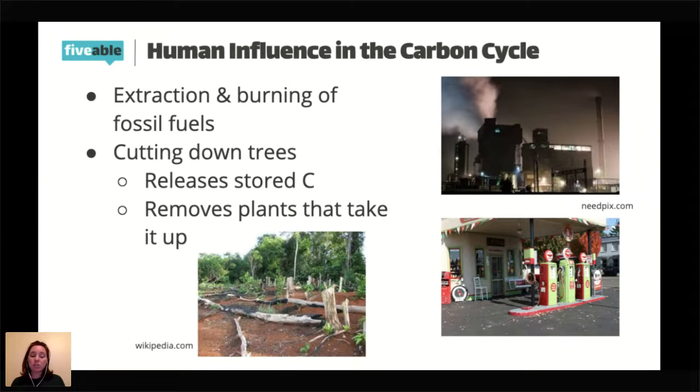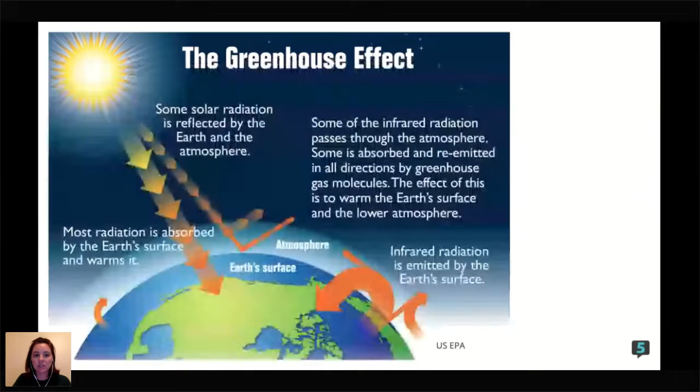So in addition to releasing that carbon that was stored in those trees, just by cutting down trees or burning trees, we're also removing plants that were taking the carbon dioxide from the atmosphere in during photosynthesis. So we don't have that sink anymore. All right, so we mentioned the greenhouse effect, and so I just want to go over that to make sure we're all clear on the greenhouse effect.